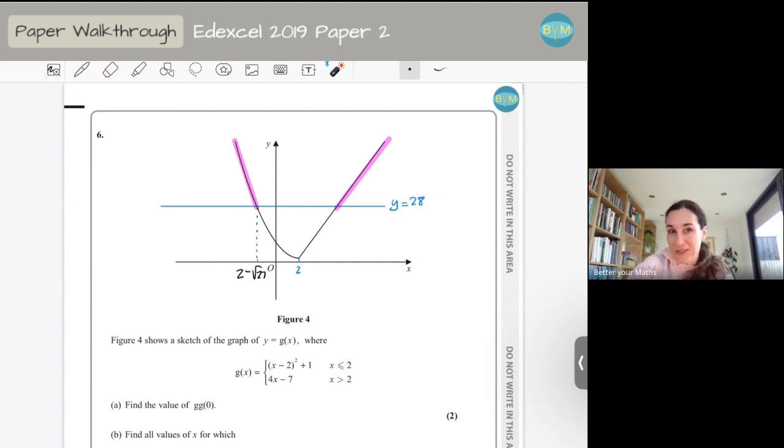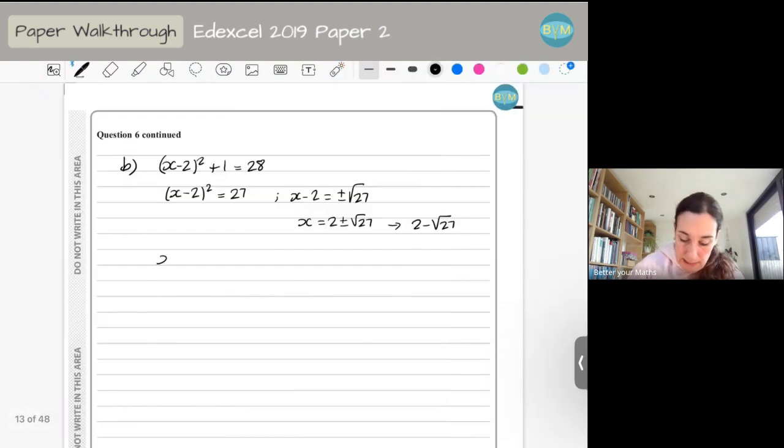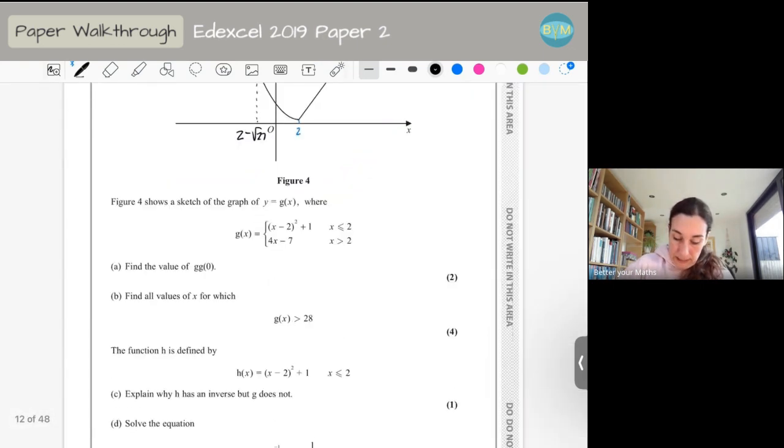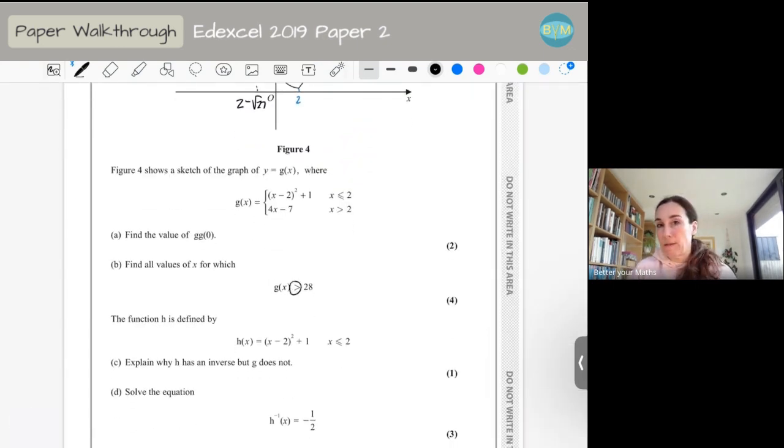Because sometimes it's a bit confusing. Did you understand? If not, I can repeat it. From this point to the left, all my values of g are above 28. So one part of my solution is going to be x smaller than 2 minus root 27. I don't include the equal here because they ask just for greater, not greater or equal. If they include the equal, I will include the equal.